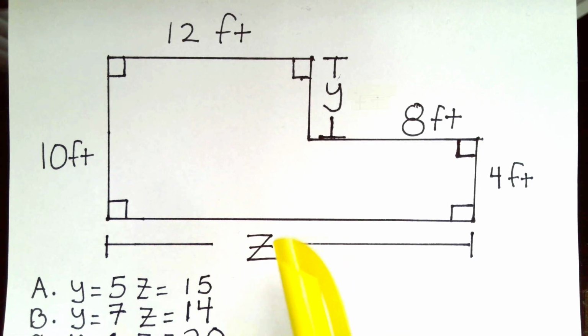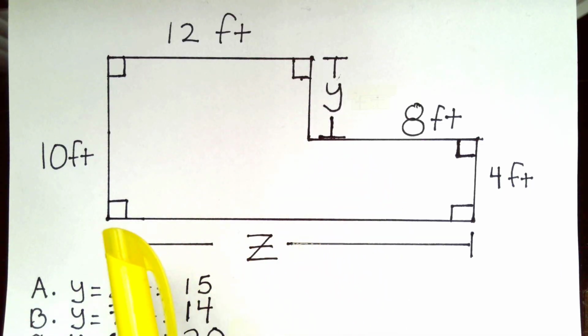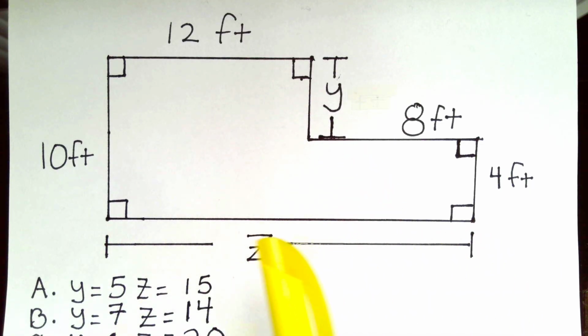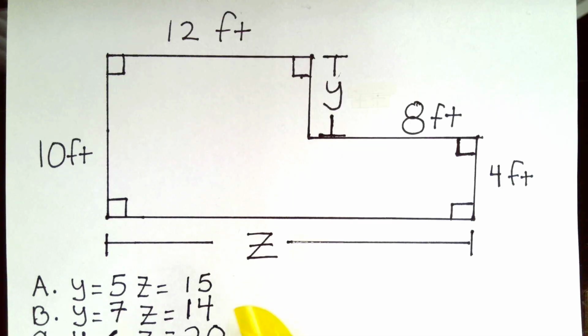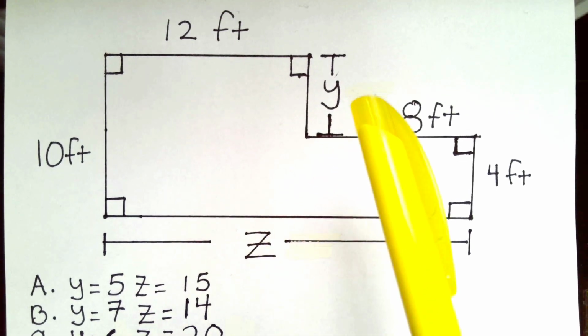And again, the question is, what's the value of Y? What's the length here in feet for Y? And what is the length here for Z? So you have a bunch of options. Now, I do want to point out, we're only looking for Z and Y.